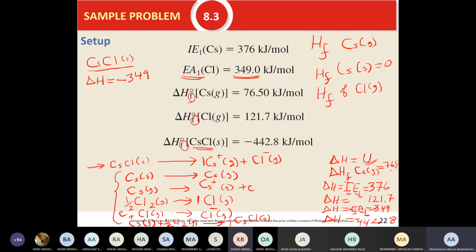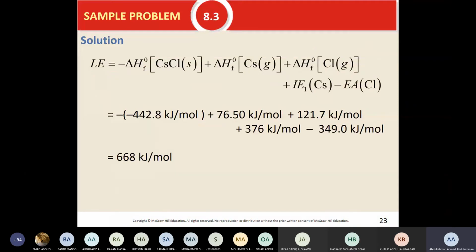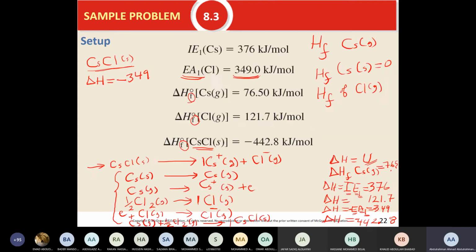Is it 668? Fantastic. Super. Who did this? Me. It is 668. So U is 668. I hope you were able to calculate it. It is 668 because that's how you do the Born-Haber cycle.